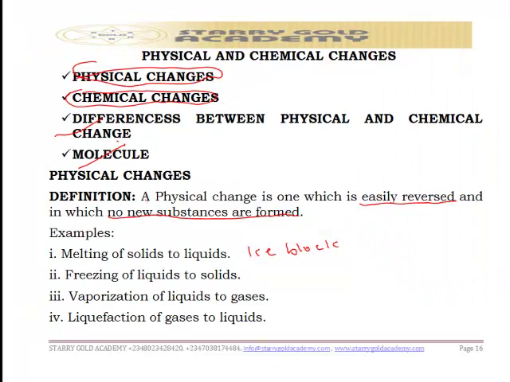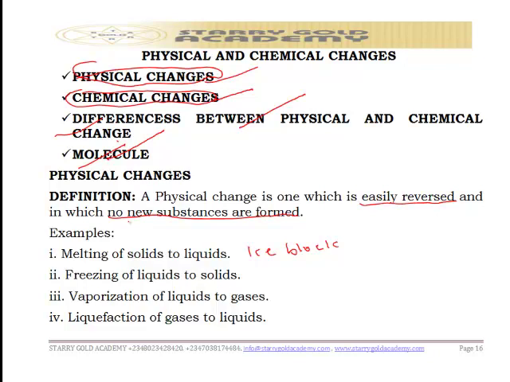Welcome back. Previously, we learned about physical and chemical change. We discussed the physical change and also the chemical change, the difference between the physical and chemical change, and lastly we discussed molecules. Let's refresh our memory.